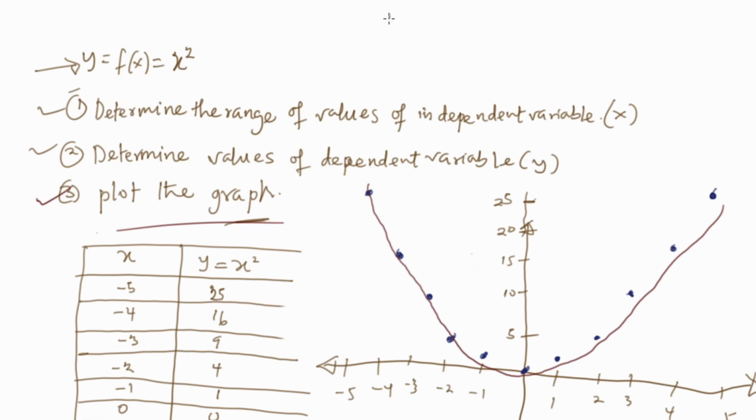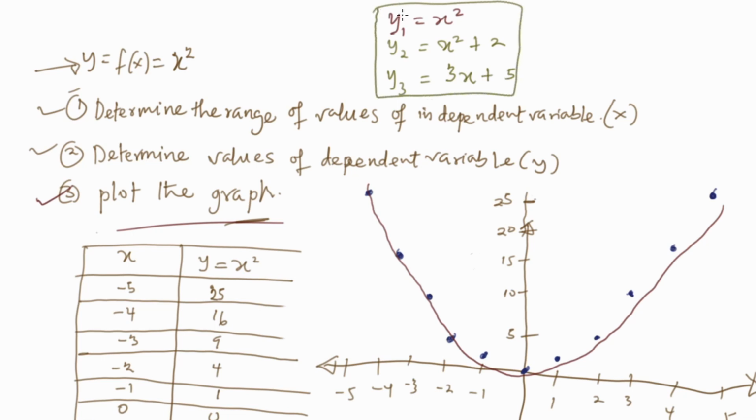Maybe we'll plot y1 equal to this one, of course, x squared. Then we can plot another graph, y2 equal to, with the same range of values of x, so I'm going to use the same variable, x squared plus 2. Then we'll do y3 equal to maybe a straight line, 3 times x plus 5. So we'll plot these three graphs in Matlab.